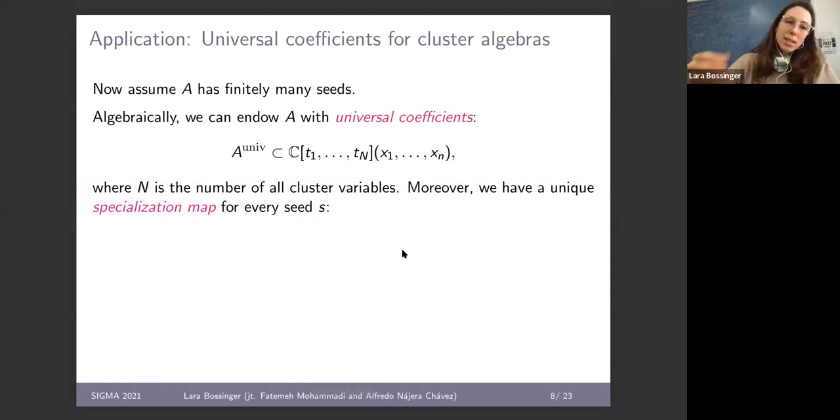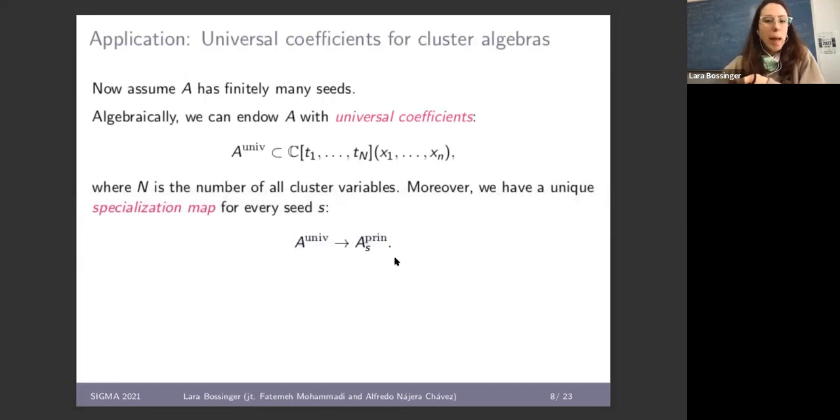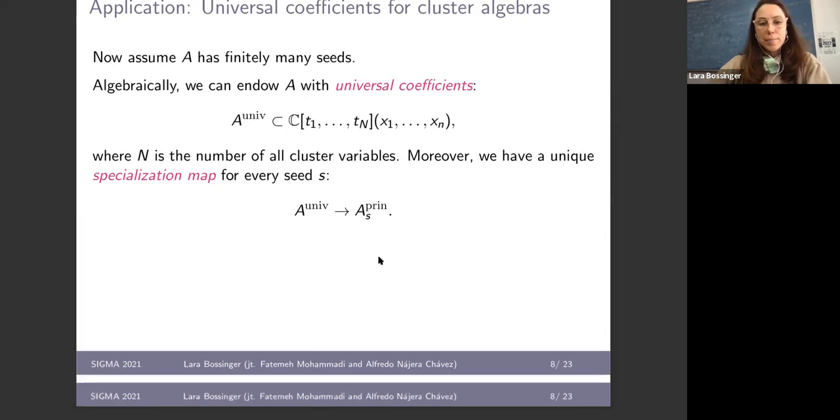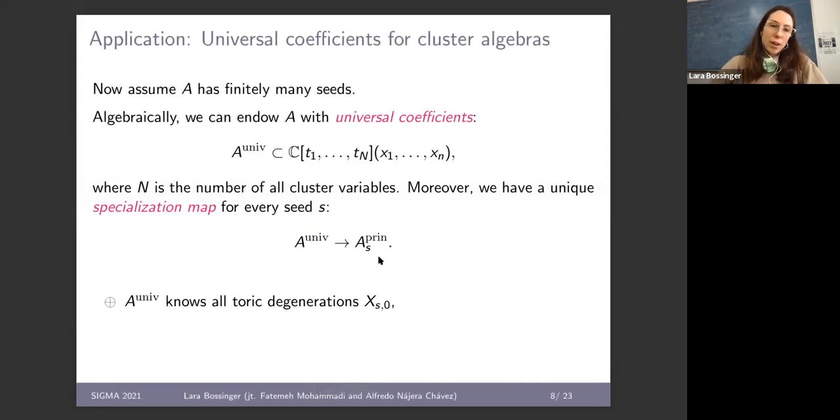And roughly speaking, this is really introducing all the t's that we find in different principal coefficient degenerations at the same time. So we have a specialization map that is induced by just the projection of the big polynomial ring to the small polynomial ring. And it gives us a map from the cluster algebra with universal coefficients to the one with principal coefficients at any seed by neglecting the t parameters that do not correspond to the variables of my seed. So the upshot of this construction is that this cluster algebra with universal coefficients knows all the toric degenerations we can get from principal coefficients.